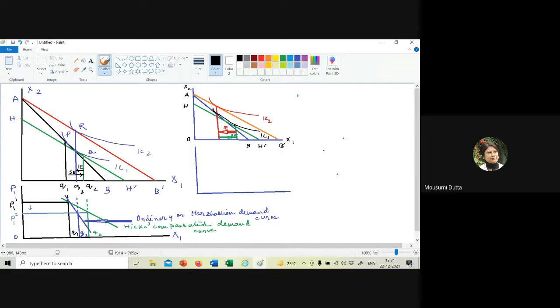Okay. So this point is P, this point is Q, and this point is R. So the journey from P to Q is exactly equal to the journey from Q to R. Okay, so you can say this is equal to Q3.